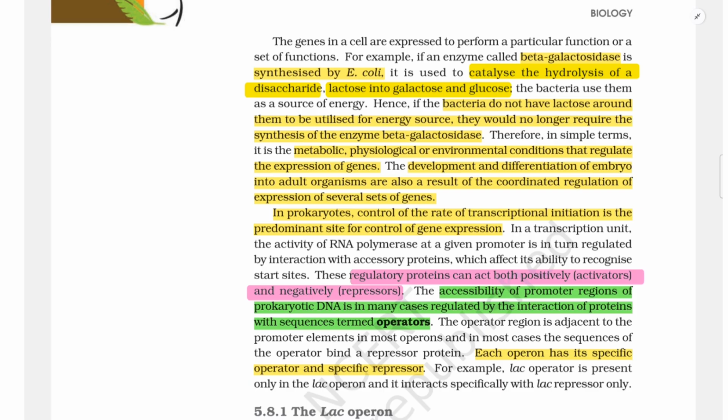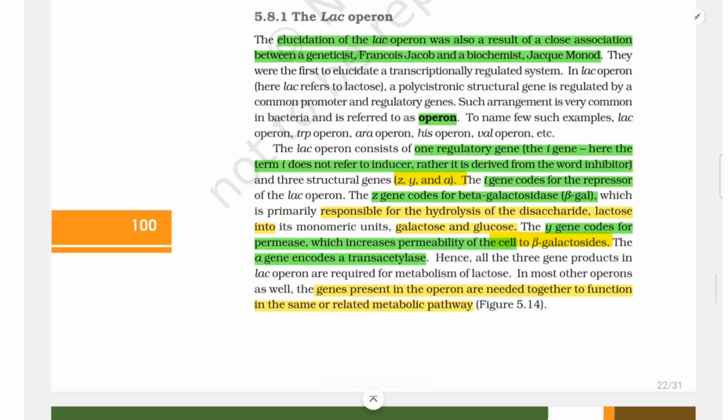The accessibility of promoter regions of prokaryotic DNA is in many cases regulated by the interaction of proteins with sequences termed operators. The operator region is adjacent to the promoter element in most operons, and in most cases the sequences of the operator bind a repressor protein. Each operon has its specific operator and specific repressor. For example, lac operator is present only in the lac operon and it interacts specifically with lac repressor only.